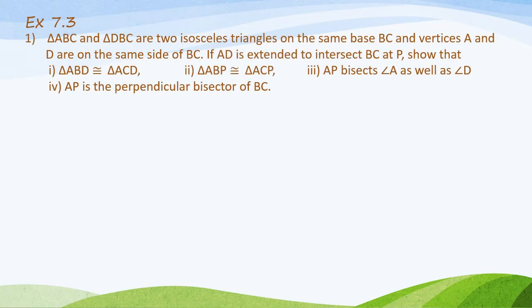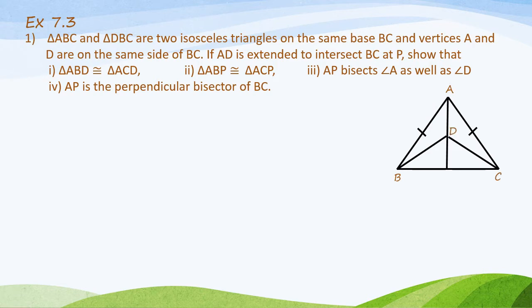Exercise 7.3. First sum. Triangle ABC and DBC are two isosceles triangles on the same base BC. Vertices A and D are on the same side of BC. If AD is extended to intersect BC at P, show that triangle ABD is congruent to triangle ACD, triangle ABP is congruent to triangle ACP, AP bisects angle A as well as angle D, AP is the perpendicular bisector of BC.